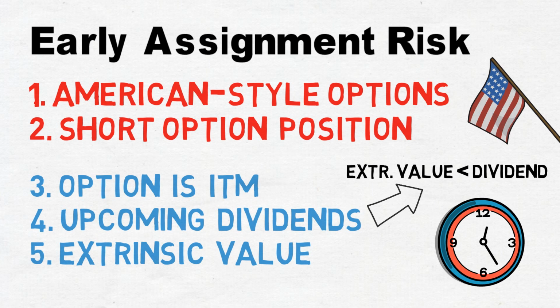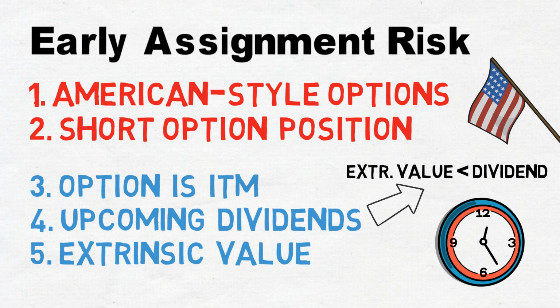So, how can you minimize assignment risk? First, don't sell options on securities with upcoming dividend payments. Second, close your option positions early. The closer you get to expiration, the less time value your option has left, and especially for deep in the money options, it's good practice to close your position before expiration week to avoid assignment.